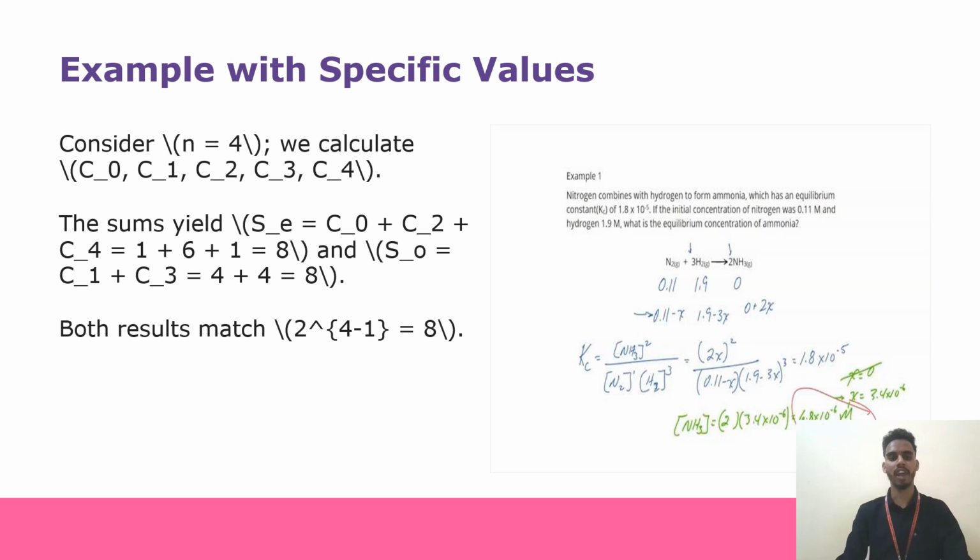Example with specific values. Consider n equals 4. We calculate C0, C1, C2, C3, C4. The sum yields Se equals C0 plus C2 plus C4 equals 1 plus 6 plus 1 equals 8. And So equals C1 plus C3 equals 4 plus 4 equals 8. Both results match 2 power 4 minus 1 equals 8.